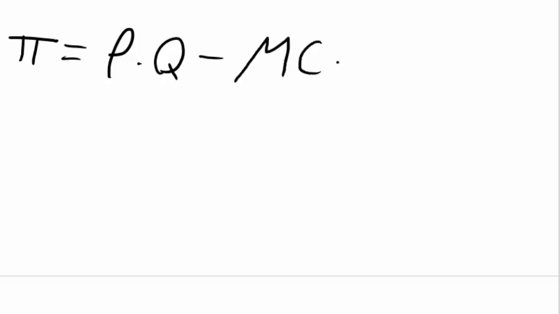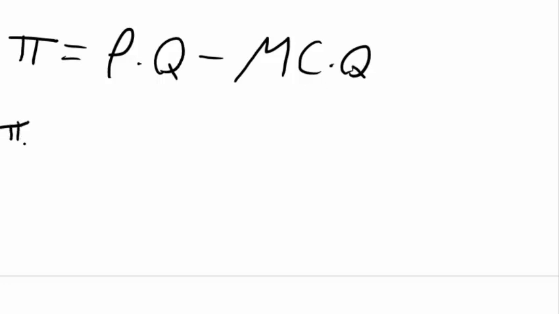And last but not least, we want to find our profit. And if we recall, the profit formula is price times quantity minus our total cost. But in this case, we're given marginal cost. And since marginal cost at the profit maximizing point is equivalent to the average cost, we can just have our total cost represented as marginal cost times Q.